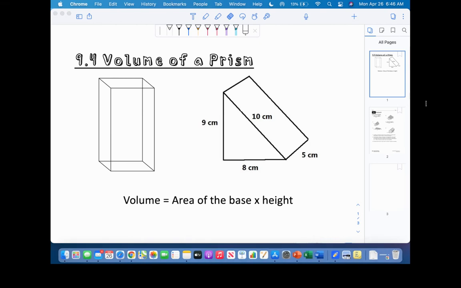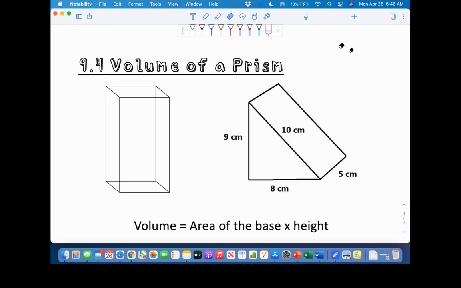9.4 volume of a prism. We've been working with surface area, which is basically how much wrapping paper it would take to wrap around the outside. We're going to now be talking about volume. And volume is basically how much space the whole object takes up. If this is an empty shell, container, how much could fit in it?